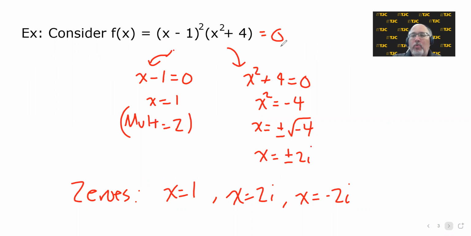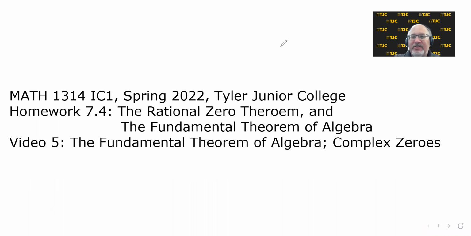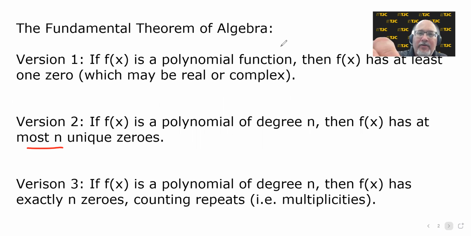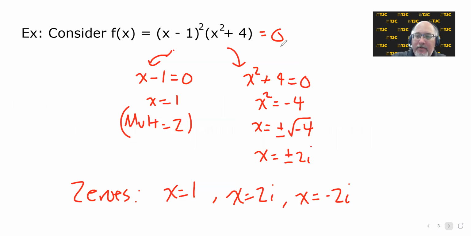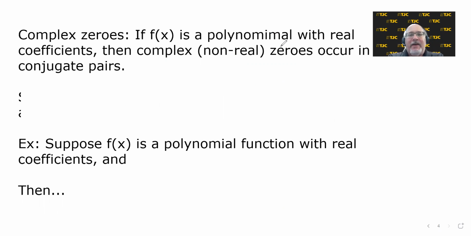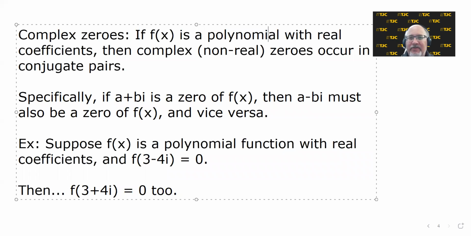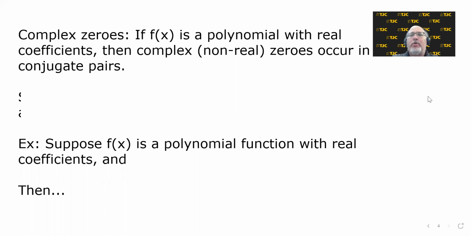All right, so what's the thing about complex zeros? Because that was the other part of the title. Complex zeros. And when I say complex, I really mean not real. Complex zeros. If f of x is a polynomial with real coefficients, let that sink in for a second, so the numbers in front of the x's don't have i's, then complex non-real zeros occur in conjugate pairs.